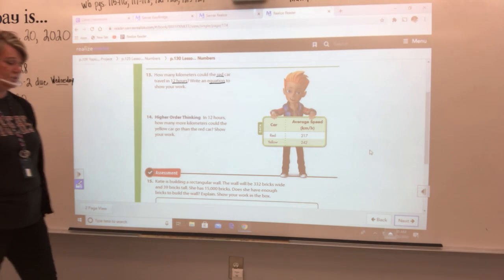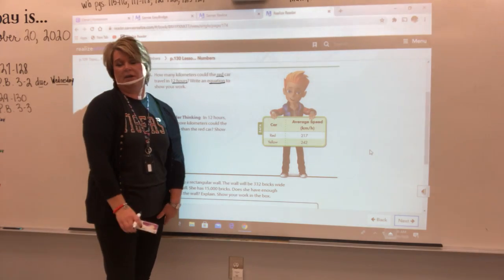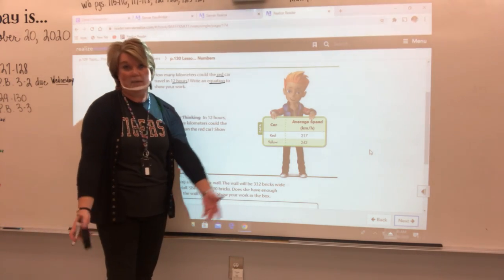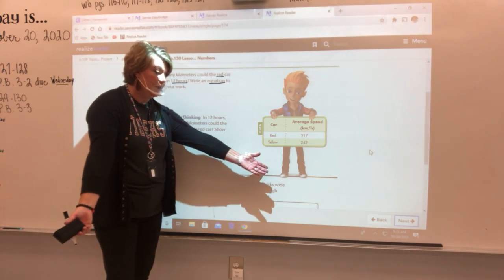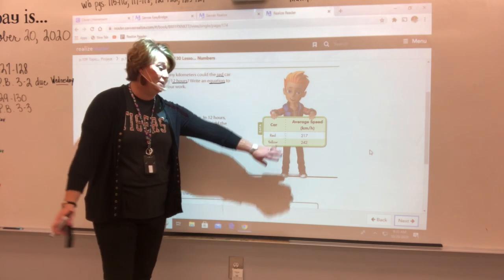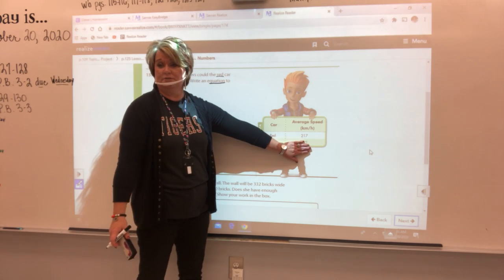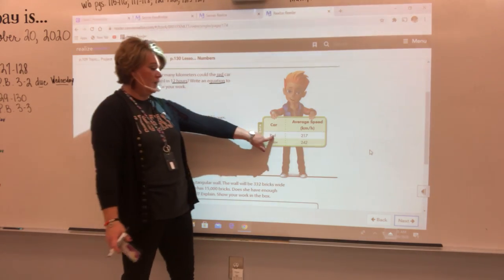So now let's look at our chart. Why is it important that we know the red car? Why was that important? Because of what's on the chart. There's a red and a yellow car. So we know not to look at the yellow car. It's too much information. We only need the red car.